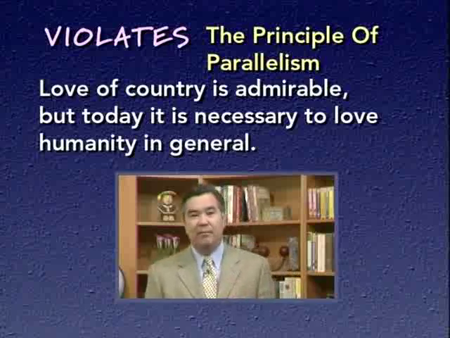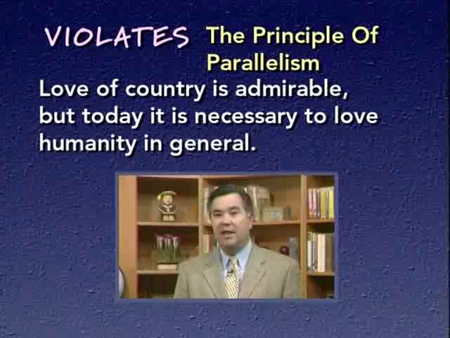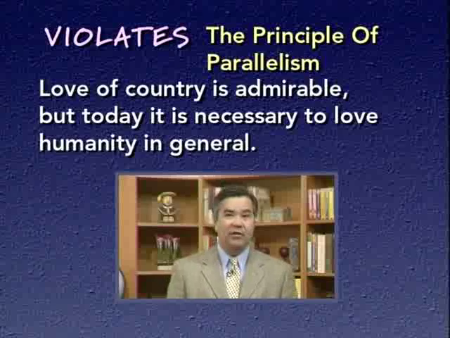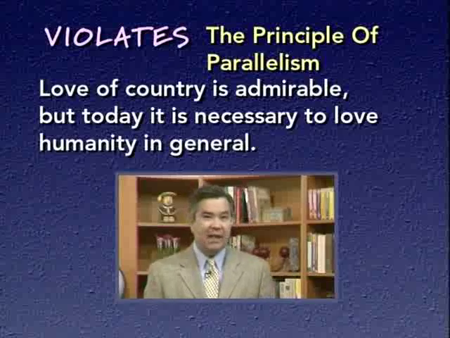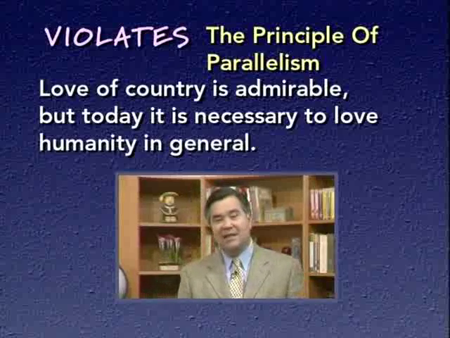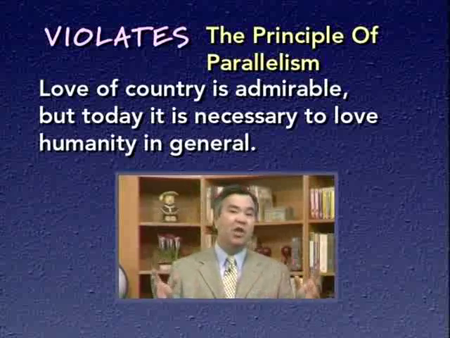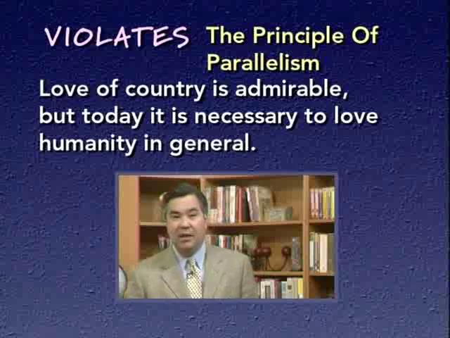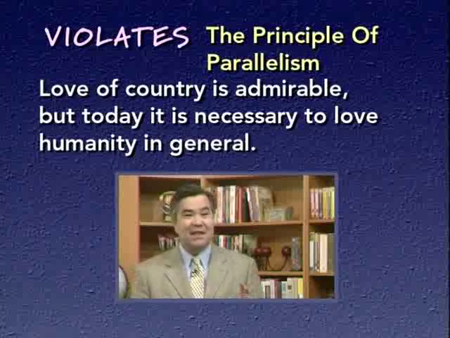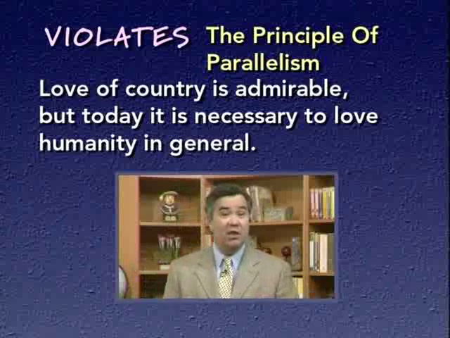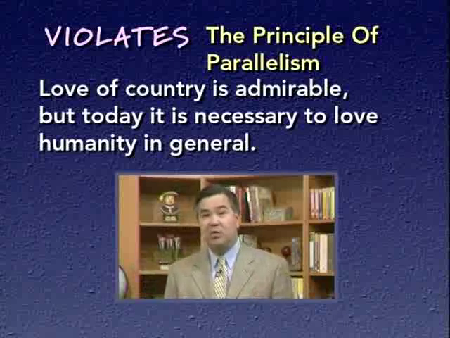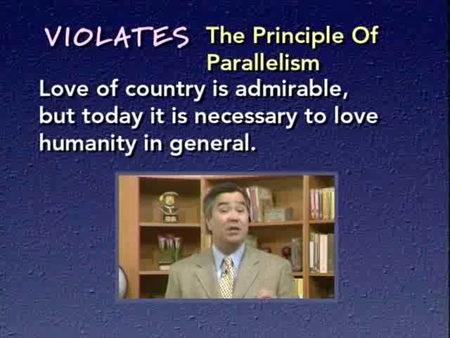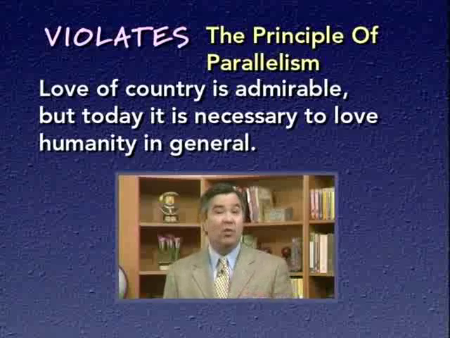relationship between them. This sentence contains two ideas. First, that love of country is admirable. Second, that today it's necessary to love humanity in general. In other words, to love people no matter where they come from. Now, the author of this sentence is setting up a clear relationship between these two ideas. The relationship is one of contrast. Notice that the conjunction but has been used to join these two ideas.